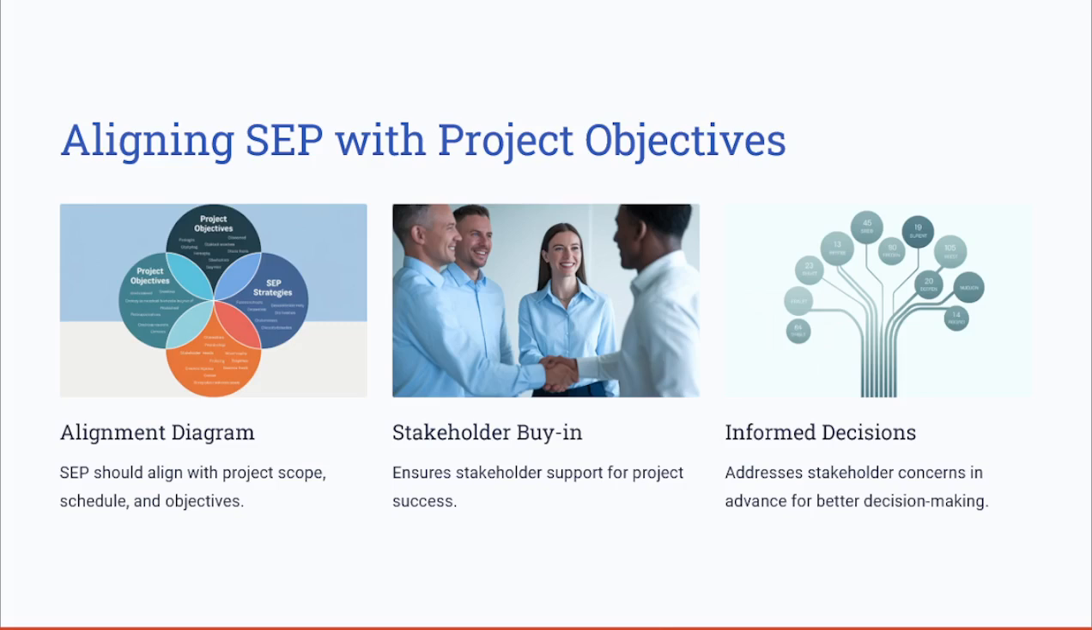Also, you need to ensure the alignment between the stakeholder engagement plan and the project objectives. Maximize the success of your project. Your stakeholder engagement plan must align with the project objectives. So, when you ensure that the engagement plan reflects the project scope and schedule, you can make more informed decisions and foster stakeholder buy-in early in the process. And this alignment ensures a smooth project execution and stronger collaboration with the key stakeholders.